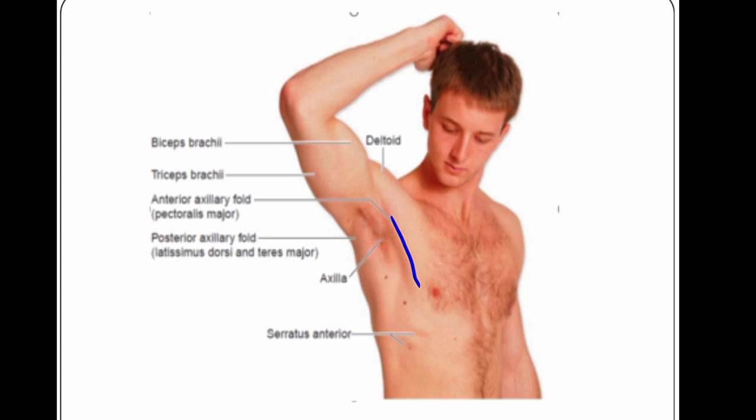Now let's see the walls of this axilla. It has basically four main walls. As I already mentioned, this space is just like this, so it has a lateral wall, a medial wall, an anterior wall and a posterior wall.